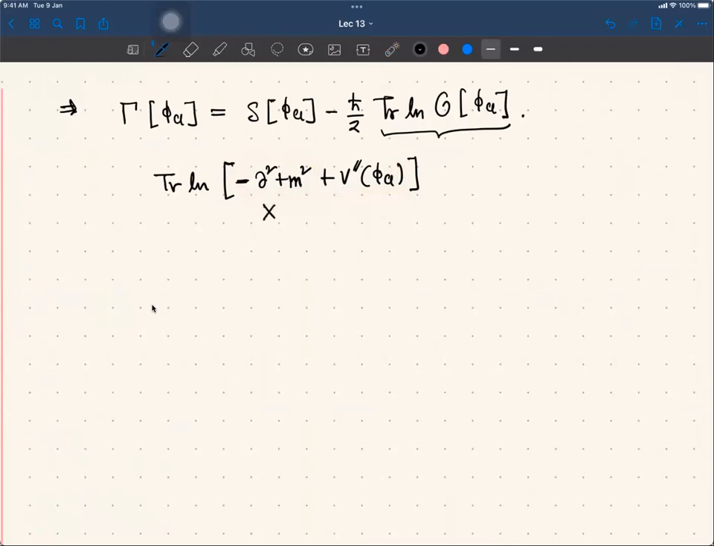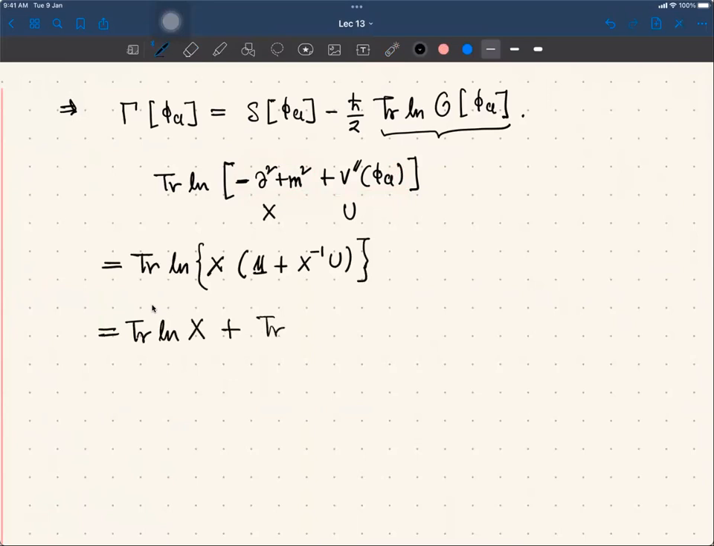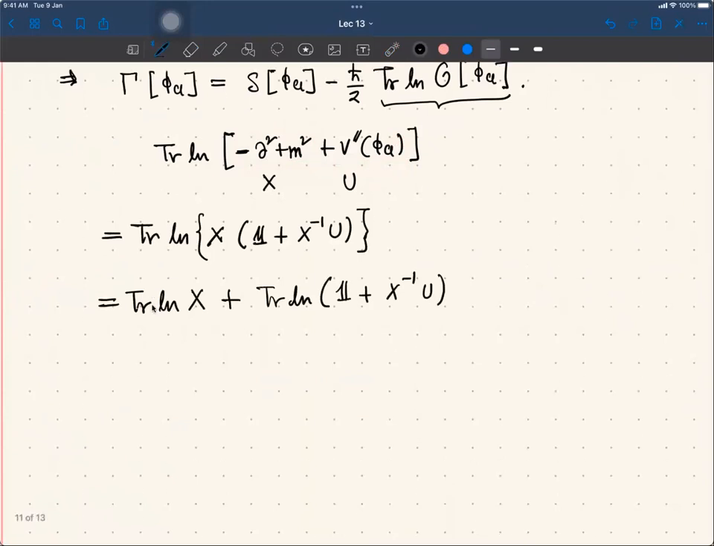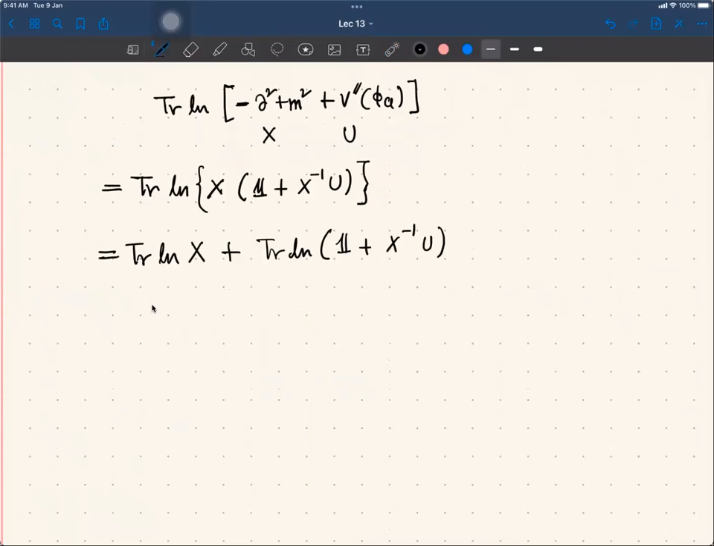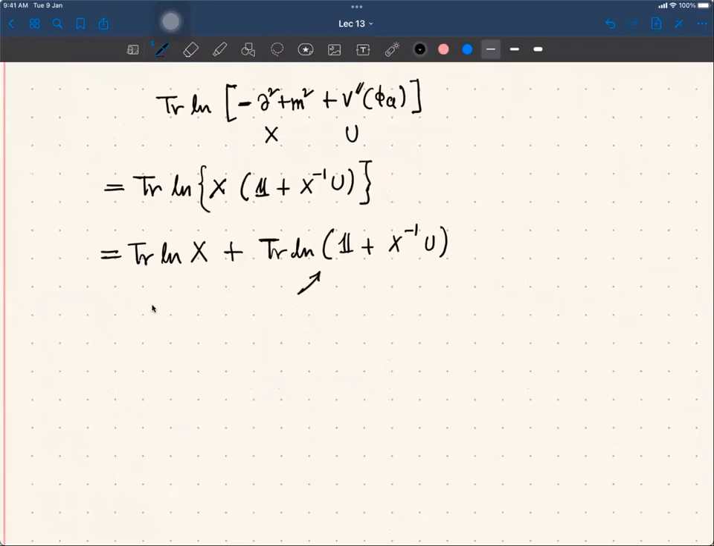If you do that, then we can do this. Say this one is X and this one is U. Then it is like trace log of X plus U. This can be written as trace log of X times 1 plus X inverse U. That is trace log X plus trace log of 1 plus X inverse U. And this log of 1 plus X inverse U has a power series expansion.